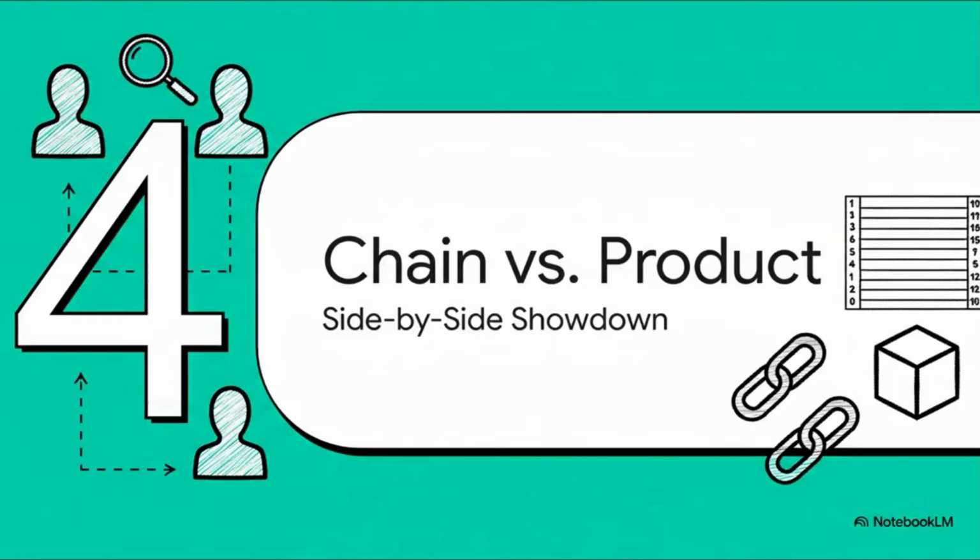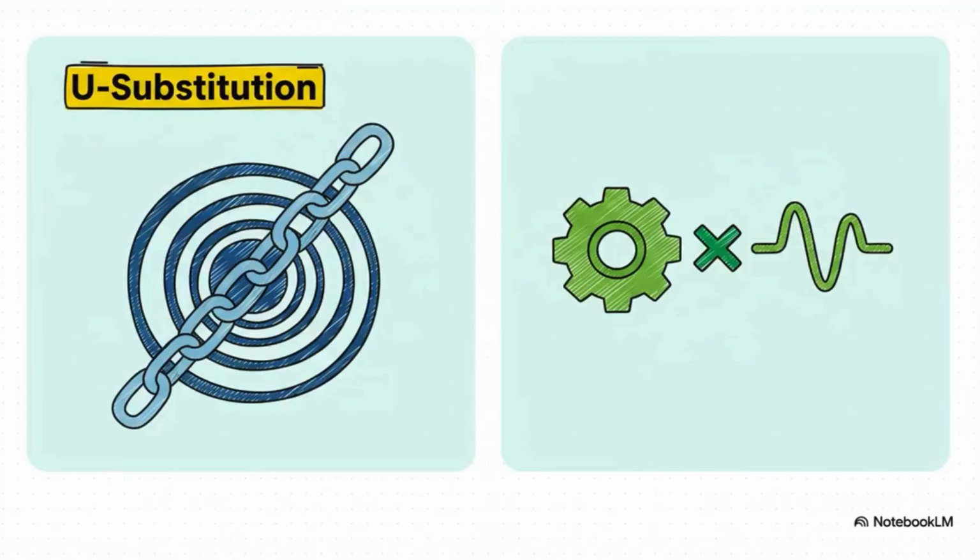All right, detective, we've gone deep on both of our main suspects. Now it's time to put their profiles up side by side. Let's look at the visual evidence so you can tell them apart in a lineup, no problem at all. So let's review the case files. Over here on the left, you've got u-Substitution. Its signature move, its MO, is the nested function. It's all about unwinding that chain rule.